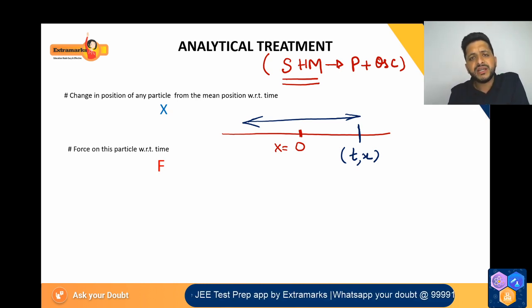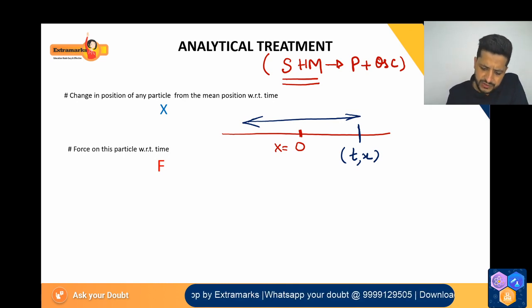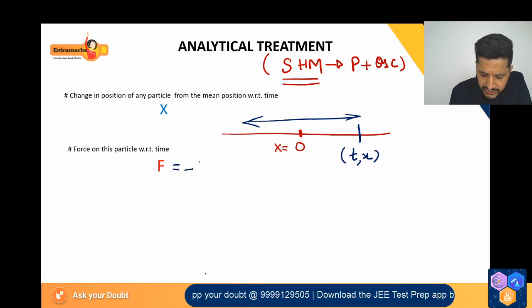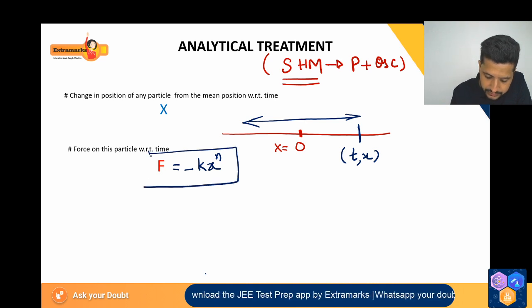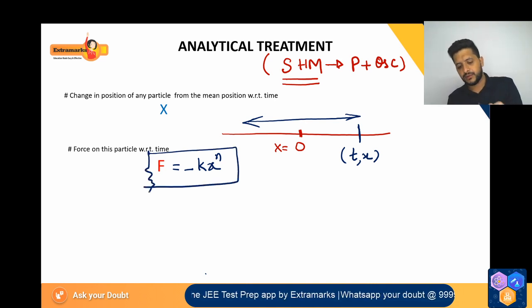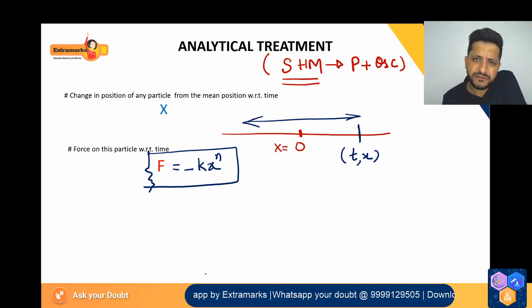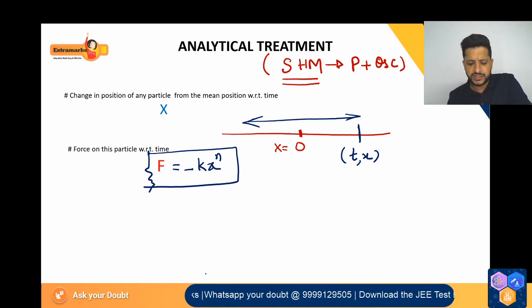So there is a mathematical expression which explains all the types of oscillatory motions which we are discussing here, and that expression is F is equal to minus k into x raised to the power n. F is equal to minus kx raised to the power n. Nothing to be afraid about this equation. We will learn each and every aspect of this equation in due course.